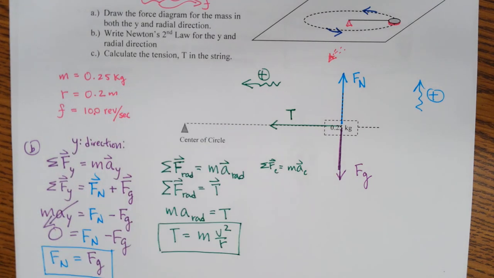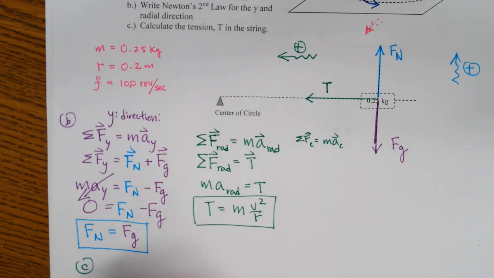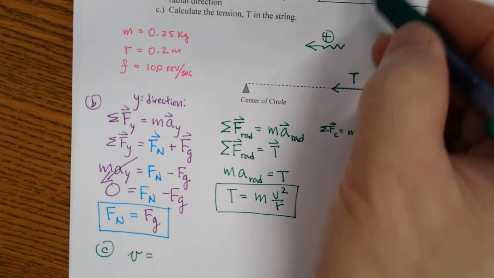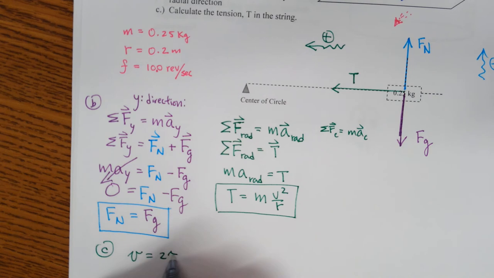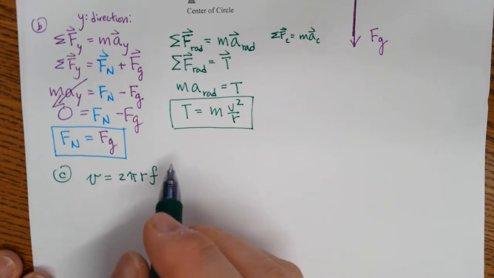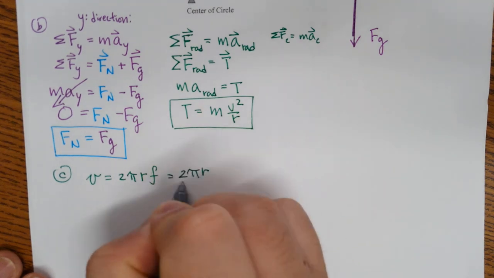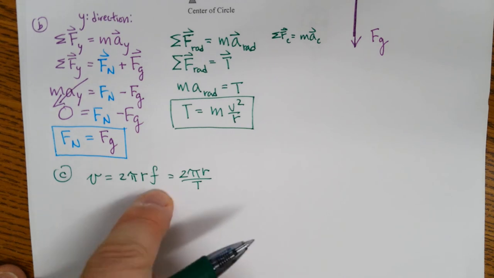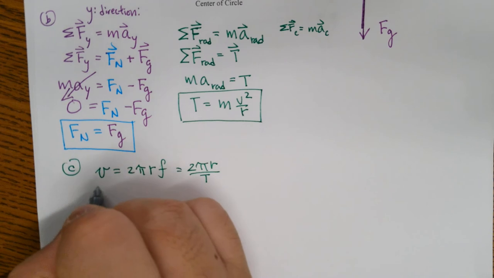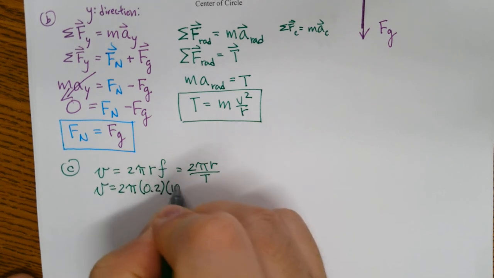Calculate the tension T in the string for part C. Well, we need to find out what v is. We know the mass, we know r, we've got to find out what v is. So for part C, v is equal to, well, it's going around in a circle here, right? So it's 2 pi r f, really. Because if you think about it, distance divided by the period is v, but period is 1 over frequency. So this is also equal to 2 pi r over the period T. But since we already know the frequency, we could just use that. So the speed v is equal to 2 pi times r, which is 0.2, times frequency, which is 10, right?